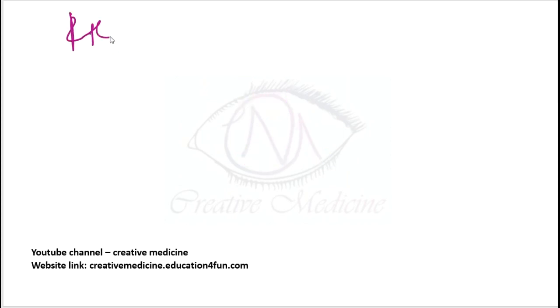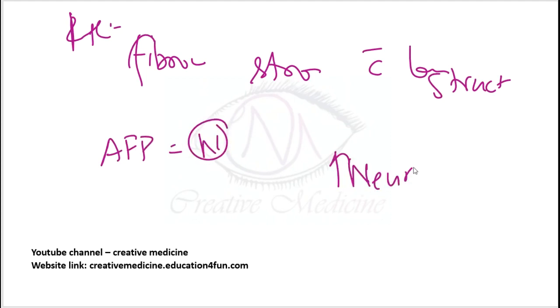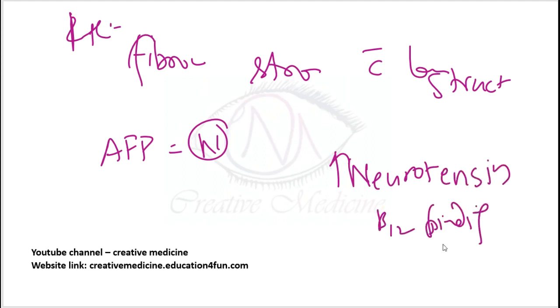Now, if you see the pathology here, there will be fibrous stroma with lamellar structures. The AFP is normal in this patient, and you will see raised neurotensin and raised vitamin B12 binding globulin in these patients.